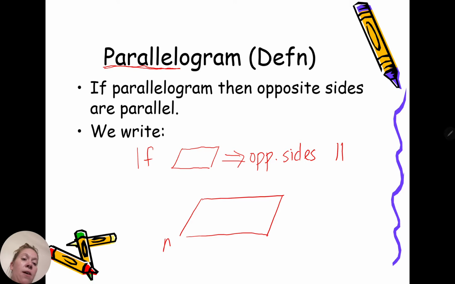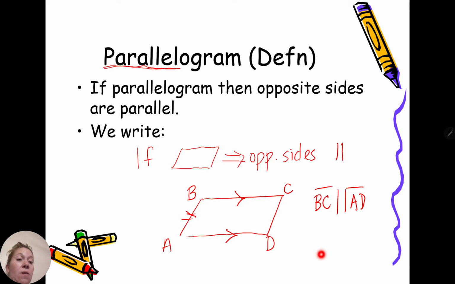So we'll say that ABCD is a parallelogram. Therefore, BC is parallel to AD, and BA is parallel to CD. Opposite sides parallel. And it's both, right? Hence the parallelogram.